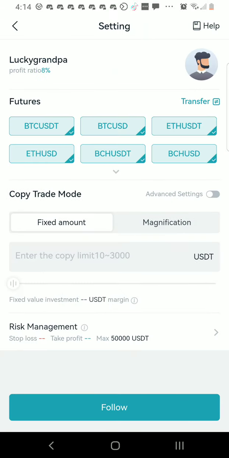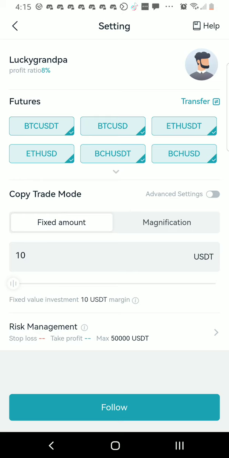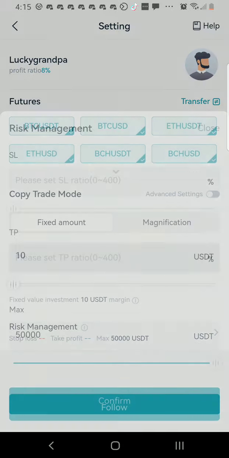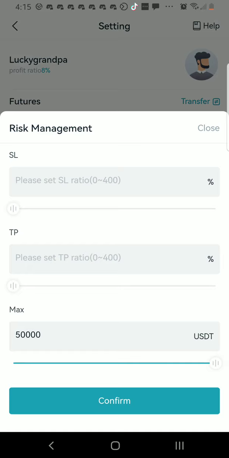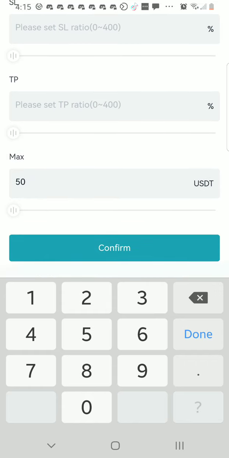Okay, here. So we'll do copy. Click the copy, and then you click and enter the copy limit. So you just say 10. That's the copy limit, a fixed value. That's what you always copy. And then for the max, if you have a $100 account, you don't put 100 there because he will use all your 100. Let's say you just give this person 50, so he can only use $50. If you have 100 and you're going to copy two people, they get 50-50. The max would be 50.